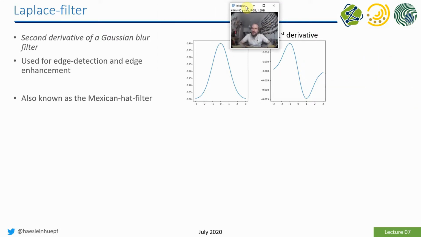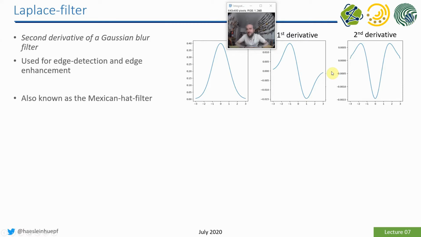And then we basically do the same again on this curve to determine the second derivative. And when you look at this one from the side, it looks like a Mexican hat. That's why the Laplace filter is called a Mexican hat filter. And this is all. We now looked at one-dimensional Gaussian distribution, a one-dimensional image, a one-dimensional signal.